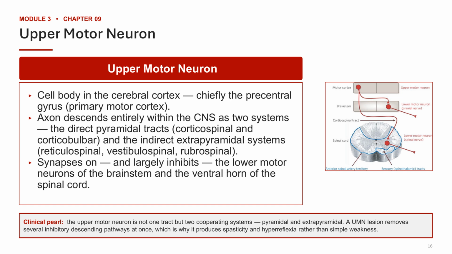Here is the clinical pearl, and it explains something that would otherwise puzzle you. A lesion in the internal capsule or the cord does not politely damage the pyramidal fibers alone. It removes several descending inhibitory systems at once because they travel together. That is why a UMN lesion produces spasticity and hyperreflexia rather than simple weakness. If only the pyramidal tract were cut, you would see weakness and a Babinski sign with comparatively little spasticity. The tone abnormality is the extrapyramidal loss.